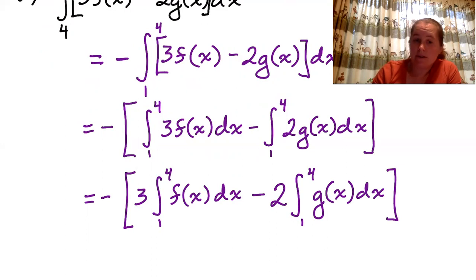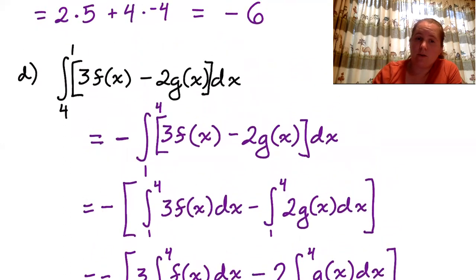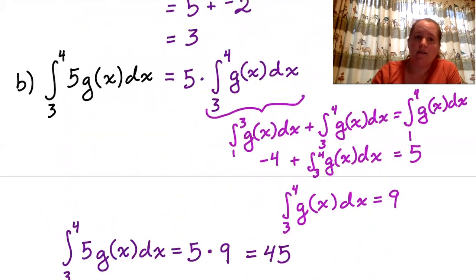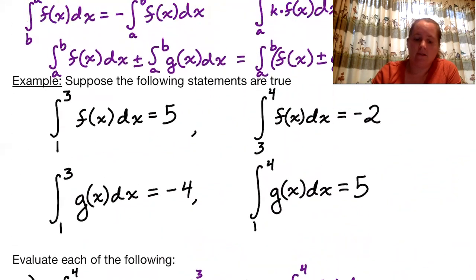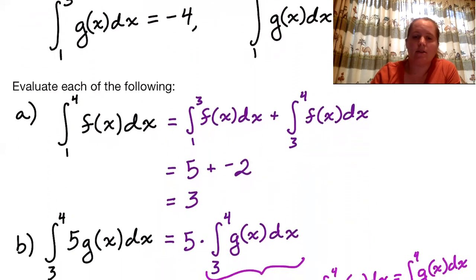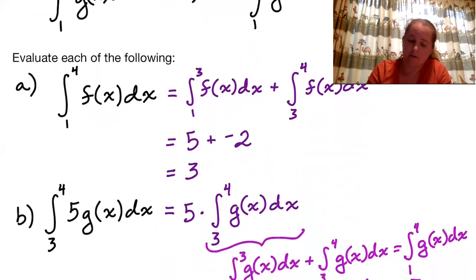We found the integral from 1 to 4 of f of x dx in part A. That first problem, we found that the definite integral from 1 to 4 of f of x dx was equal to 3. And we know that the definite integral from 1 to 4 of g of x dx is equal to 5.